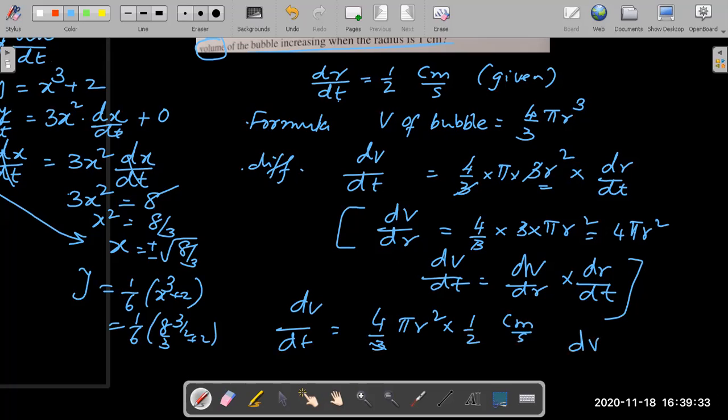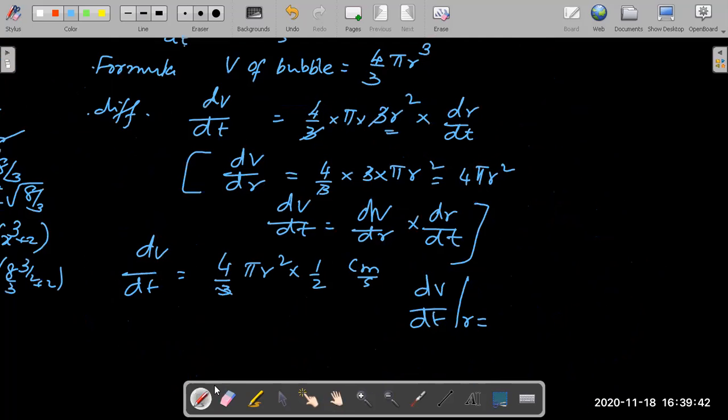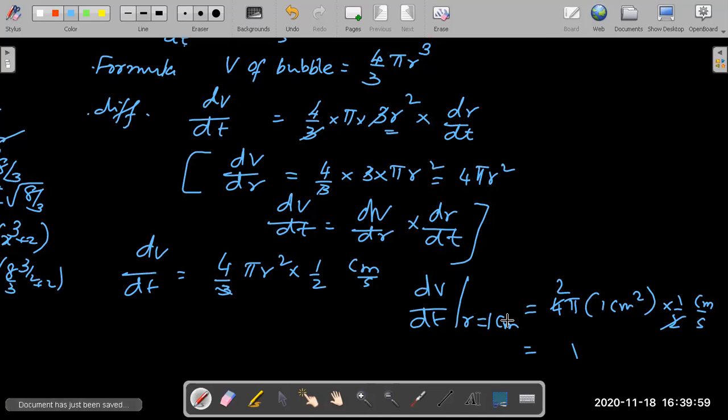So we need to substitute now, dv by dt at r equal to 1 centimeter. So I'm substituting 1 centimeter into this: 4 pi into 1 centimeter square multiplied by half centimeter per second. So this 2 gets cancelled here. You will get 2 pi centimeter cube per second. This is the answer. This is the rate at which volume will be changing. Understood? Yes. Okay, good.